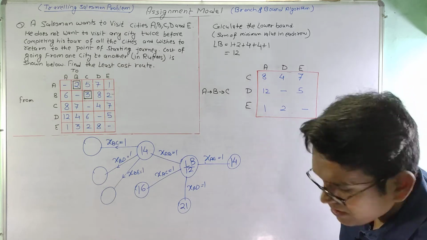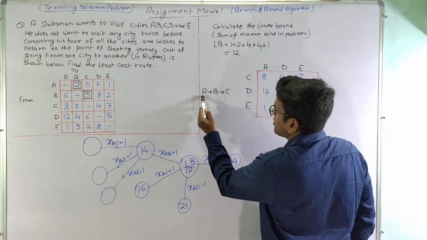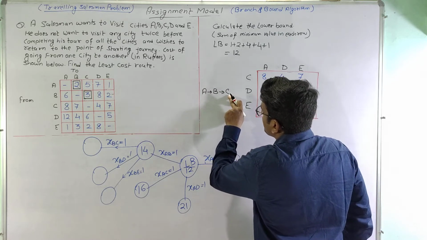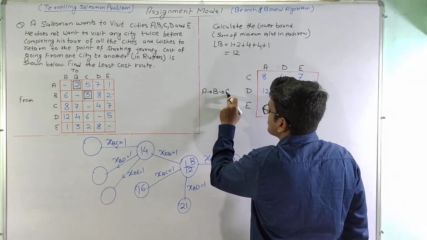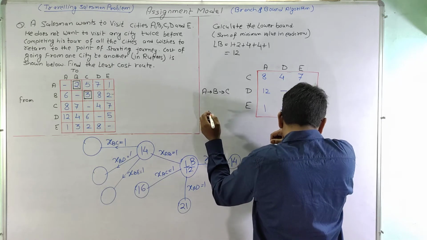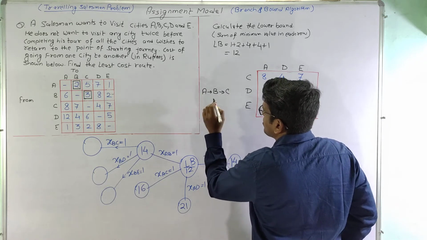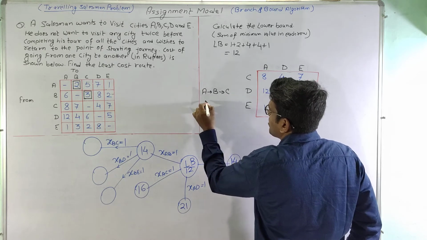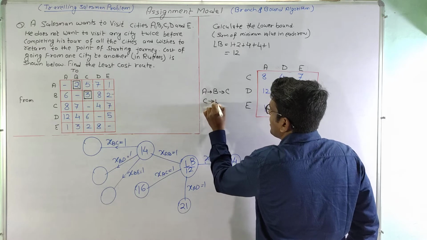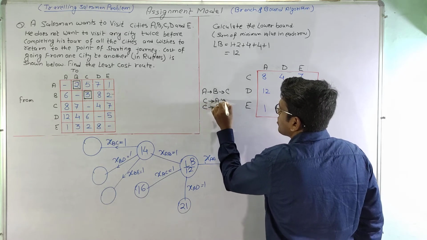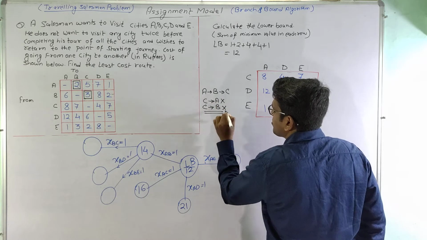So as we can see here, it is going from A to B and B to C. Now it cannot return from C to A or C to B, because it will form a subtour, which is not essential or which will violate the traveling salesman problem. So C to A and C to B is not possible in this particular case.